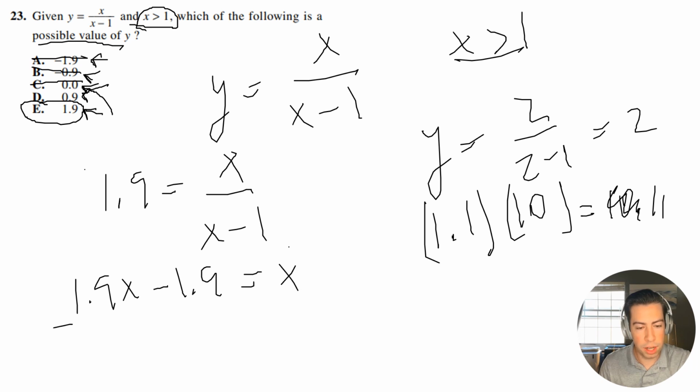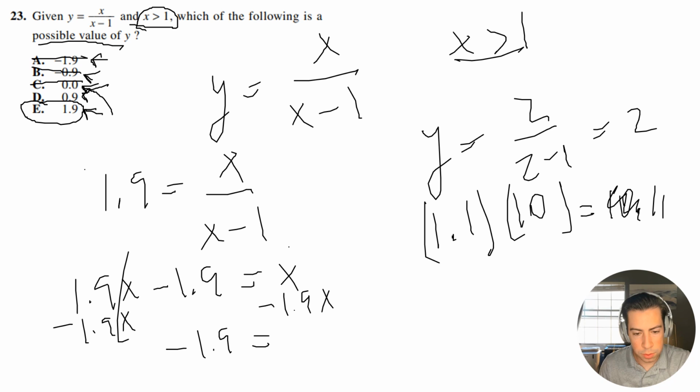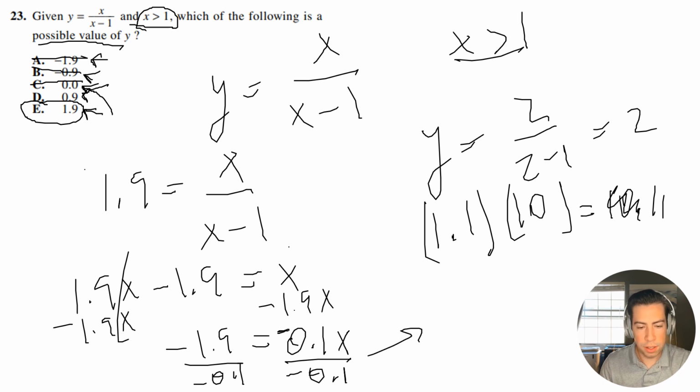And then I would subtract off 1.9x here, minus 1.9x. And I would end up with negative 1.9 equals, let's see here, what is that going to be? This is going to be negative 0.1x. Let me make sure I did that correctly. Yes. Okay. So if that's the case, then we're going to have to divide this by negative 0.1, and we are going to end up with 1.9 times 10, which is going to be 19, and that's going to equal x. So again, it is greater than 1.